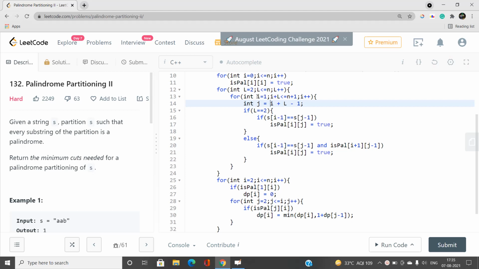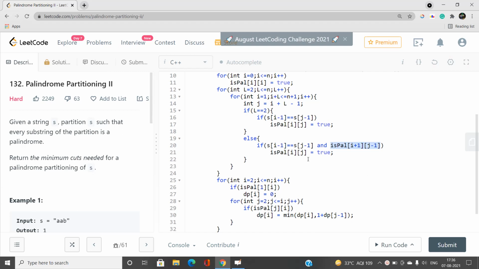If L is 2, I need to separate this condition. So if L is 2 and those two extreme characters are same, then isPal of i, j is exactly true. Otherwise you need to do a simple condition. If the extreme characters are same and the value given by isPal of i plus 1, j minus 1, that is excluding the boundary characters, is also true, then and only then the current substring is a palindrome, so isPal of i, j is true. So this is the pre-calculation that I need to do.